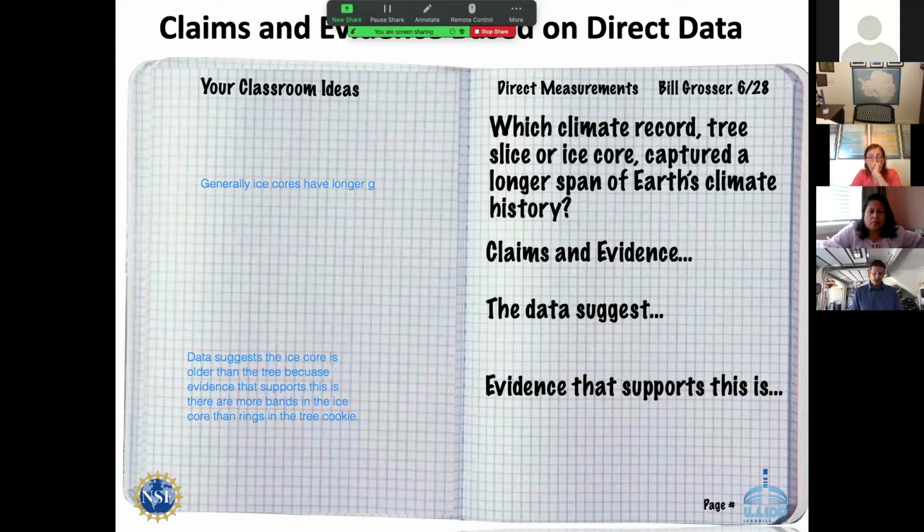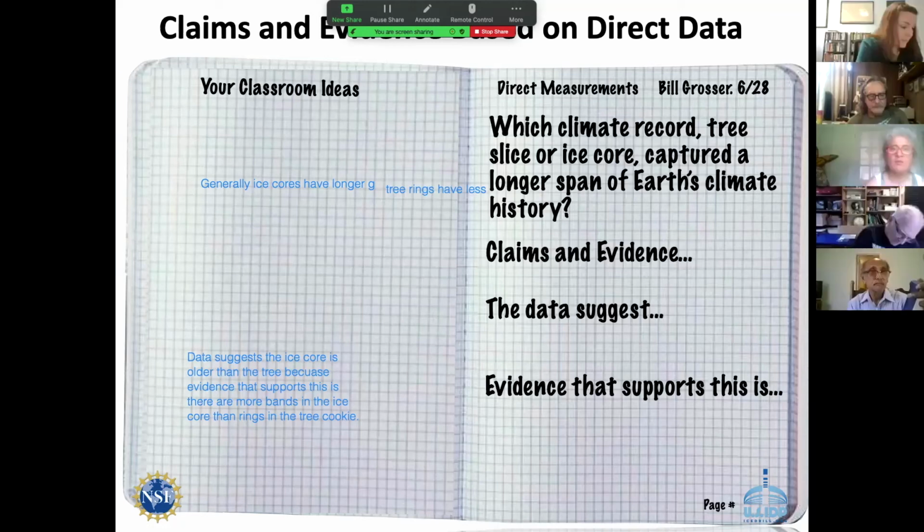Oh, no. I'm asking just about this sample of ice that you had, like this ice core. Oh, I see. Okay. The tree ring, which would have been the one that we looked at on the screen. So just which is capturing a longer period of the Earth's history, this ice core or the tree ring that we looked at on the screen. Okay. Thank you.